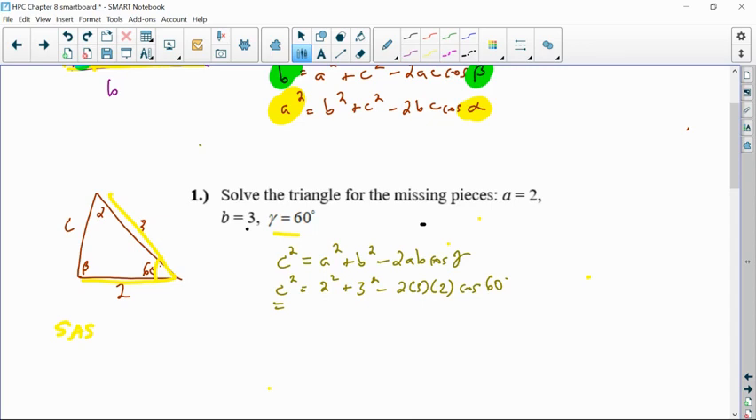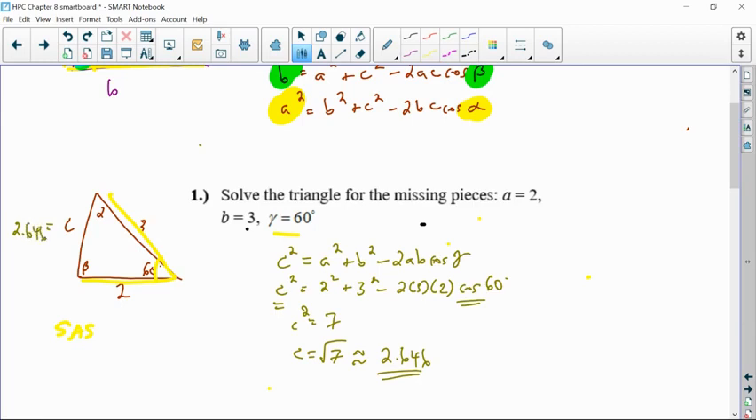So 2 squared plus 3 squared, and then minus 2 times 3 times 2 times cosine of 60 degrees, which actually is just 1/2. So we get c squared equals 7. That worked out nice only because cosine of 60 was so nice. So c would equal root 7. Most examples, you're not going to get such a nice number. So if I actually get it to 3 decimals, we'd say it's about 2.646. Okay, so that's our value of c.